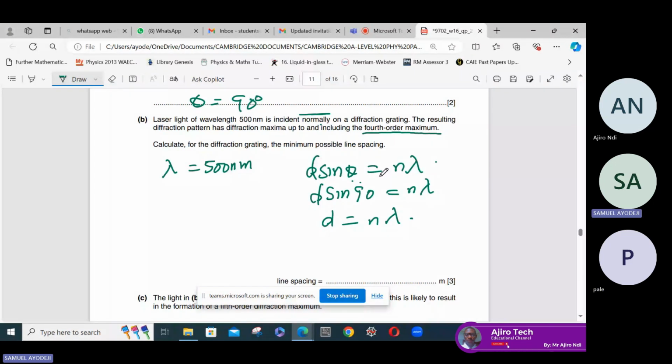So you write it out like this first. Don't just start from n lambda. You follow from here, and that actually gives you something.